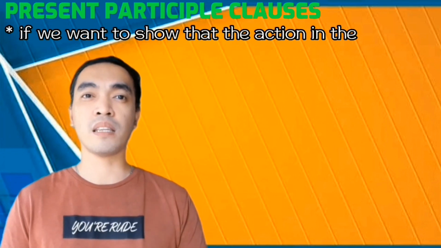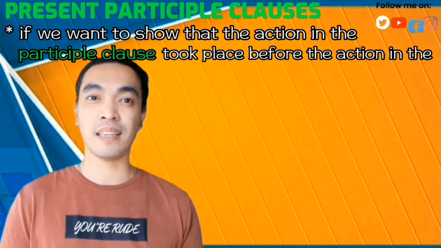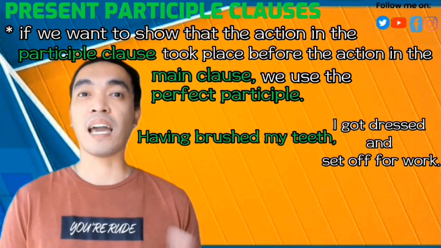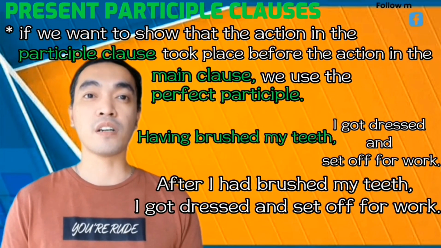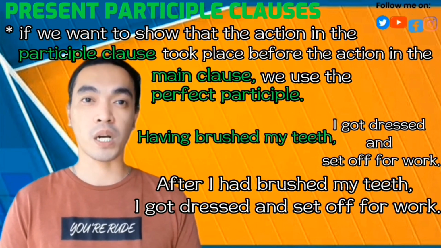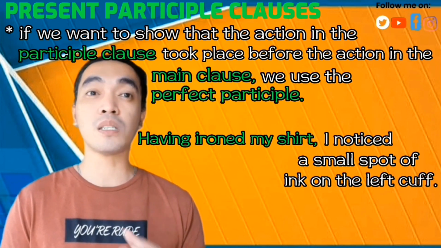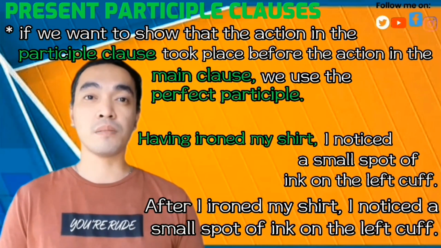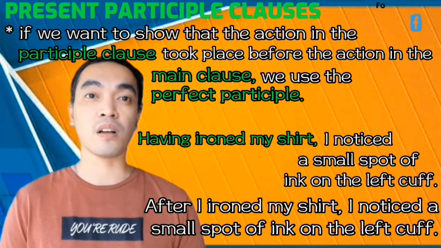If we want to show that the action in the participle clause took place before the action in the main clause. For example, having brushed my teeth, I got dressed and set off for work. In other words, after I had brushed my teeth, I got dressed and set off for work. Having ironed my shirt, I noticed a small spot of ink on the left cuff. This means after I ironed my shirt, I noticed a small spot of ink on the left cuff.